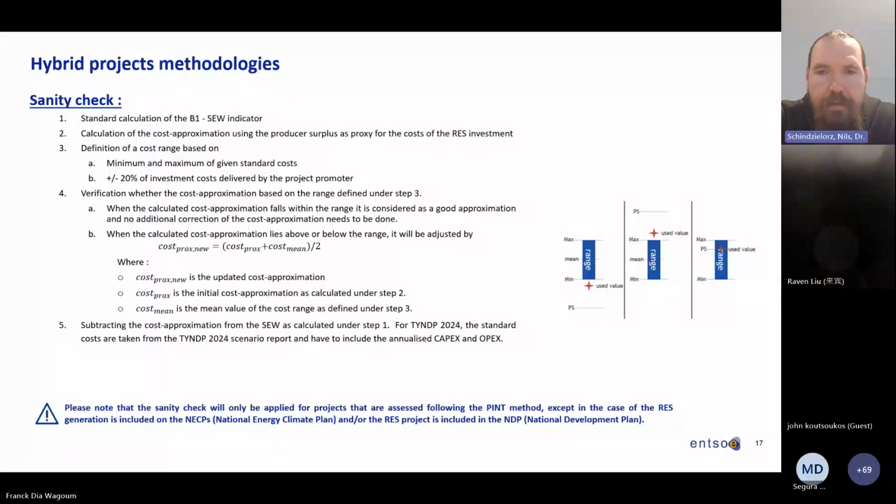So basically that is the sanity check. It just helps us to get a feeling for the costs of the generation capacity, which needs to be considered, as we are also considering the benefits of this generation capacity. So we also need to consider to some extent the costs of this generation capacity, as this comes on top of the scenarios.